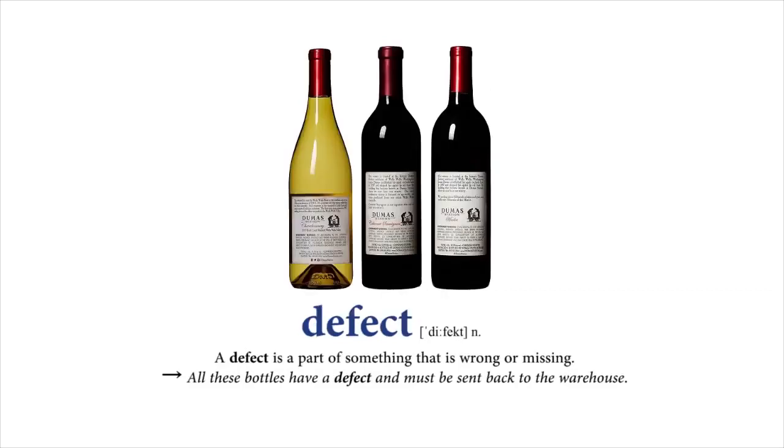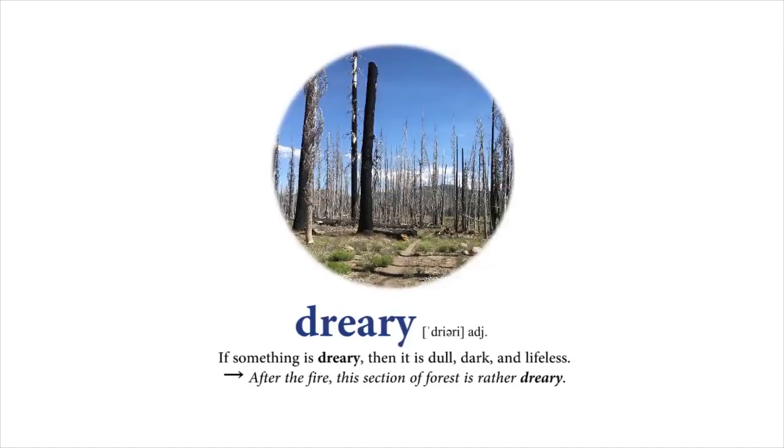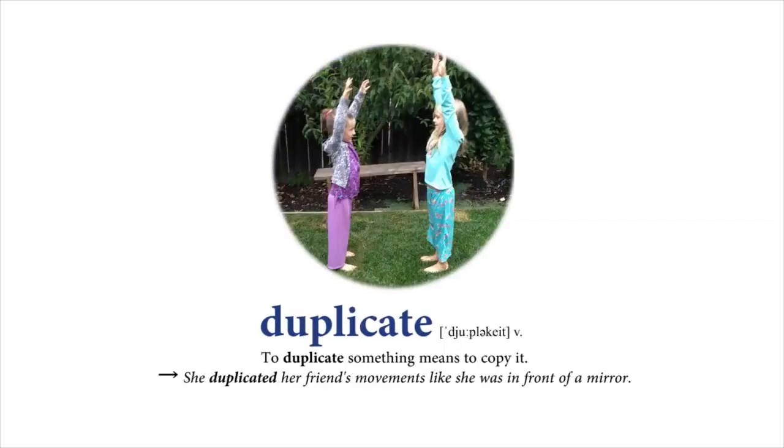Defect. A defect is a part of something that is wrong or missing. All these bottles have a defect and must be sent back to the warehouse. Dreary. If something is dreary, then it is dull, dark, and lifeless. After the fire, this section of forest is rather dreary. Duplicate. To duplicate something means to copy it. She duplicated her friend's movements like she was in front of a mirror.